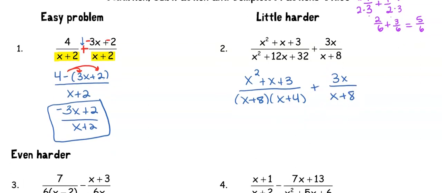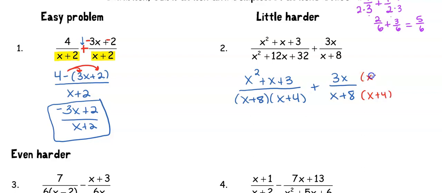Okay, so now that I have factored, I see that this denominator has an x plus 8 and an x plus 4. This denominator only has an x plus 8. So when you get a common denominator, it has to take into account all of the pieces from all the denominators from all of your pieces. I only have 2 pieces here, and they already share the x plus 8. So what I'm missing over here is the x plus 4. Just like when I got a common denominator with my numbers, I had to multiply the top and the bottom so that I'm not changing the value of the fraction.